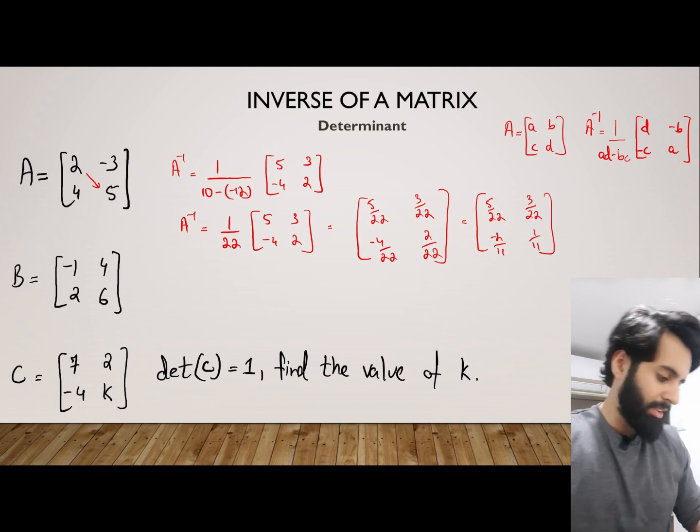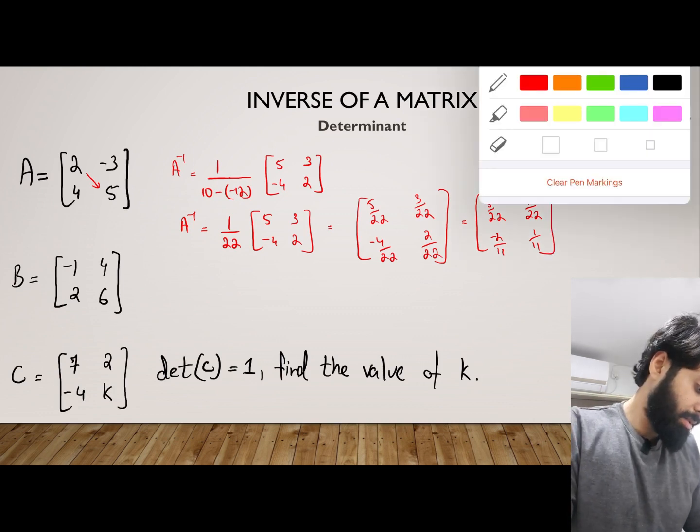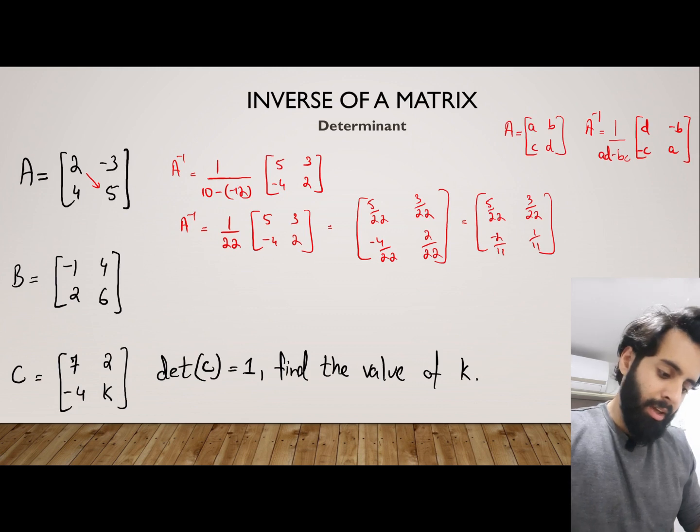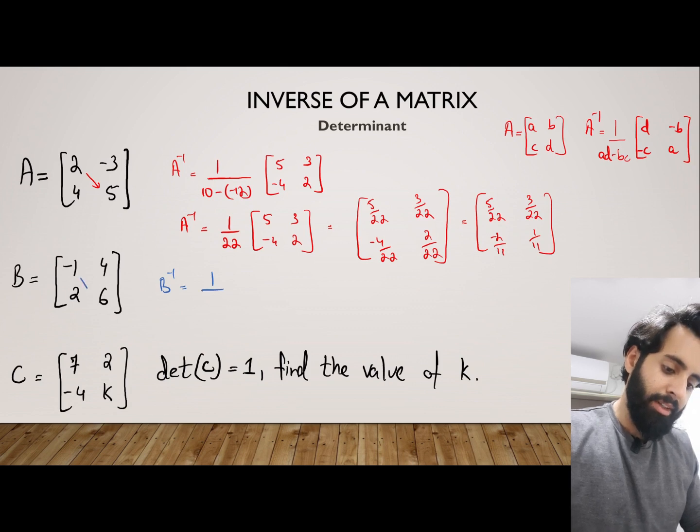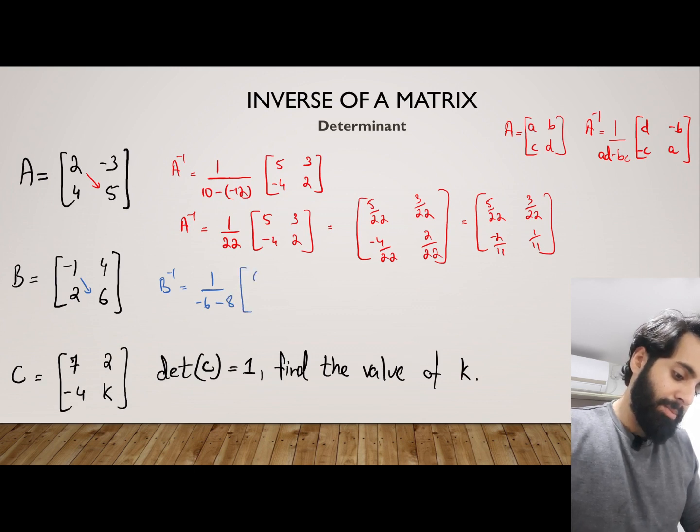Okay, so that was one example. Let's do the other example. Let's switch to the color blue. Here we'll find the inverse of B. So B inverse is going to look like this. 1 over the determinant, which means minus 1 into 6, that's minus 6, minus 4 into 2, which is 8. And we'll swap 6 and minus 1 and change the sign of 4 and 2. So that means minus 4 and 2.